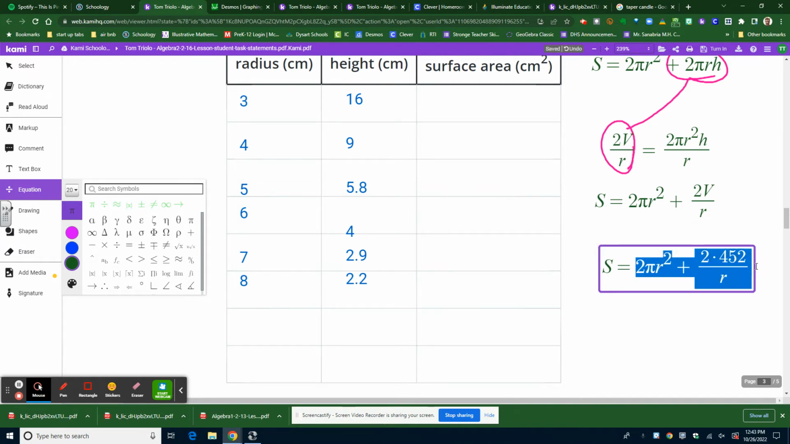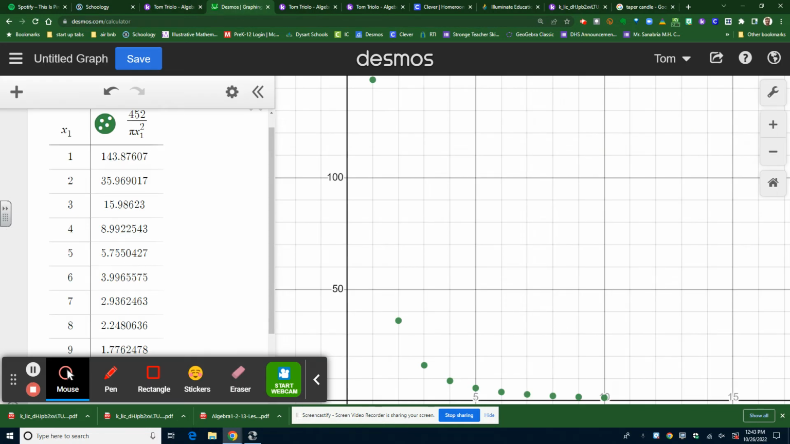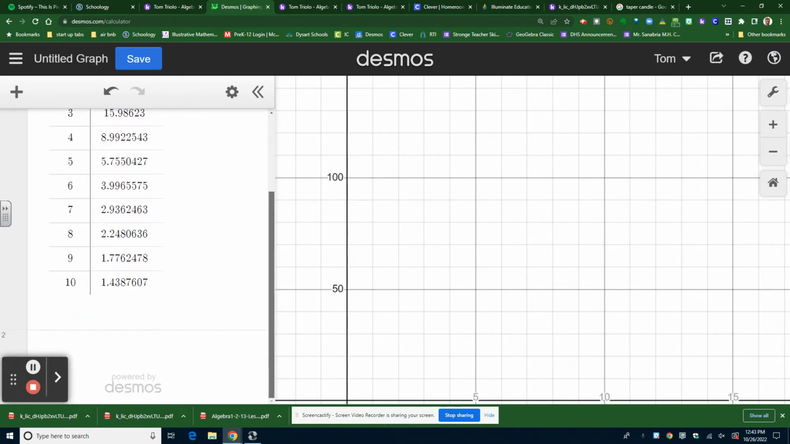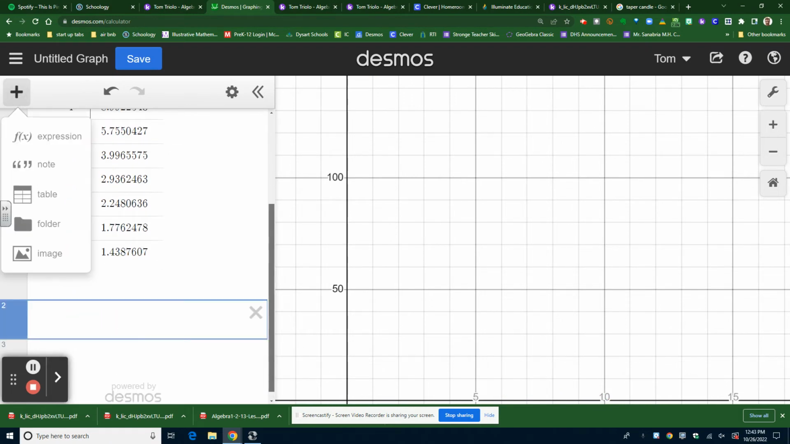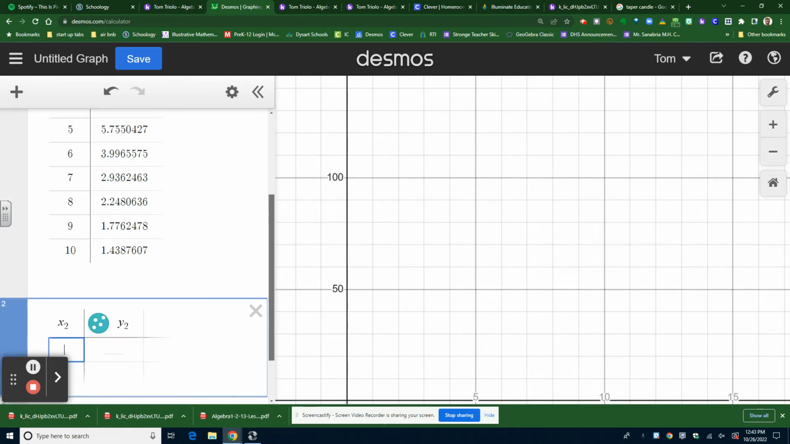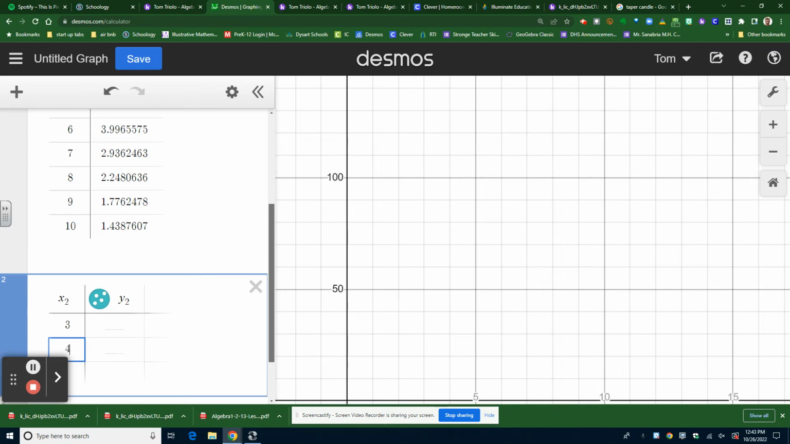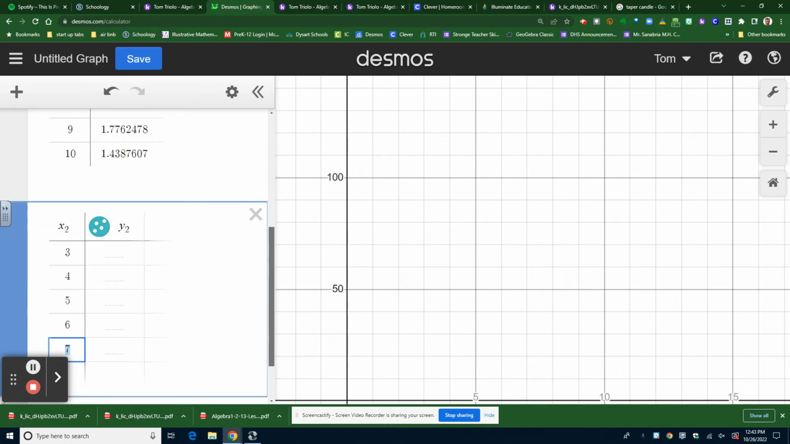Control C. Go to Desmos. I don't want to delete these numbers, but I don't want to see them, so let's just turn them off. Make a new table. What were we starting with? Not 1, not 2, but 3, 4, and then I'll remember the pattern. Okay.